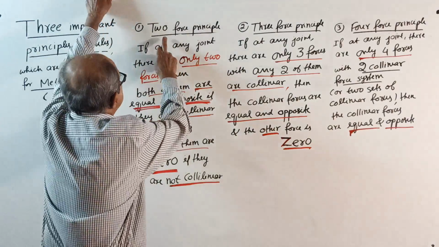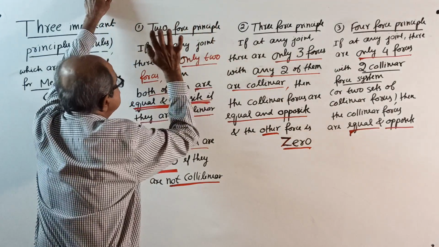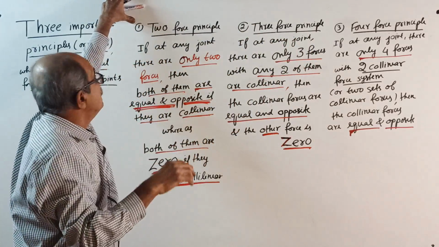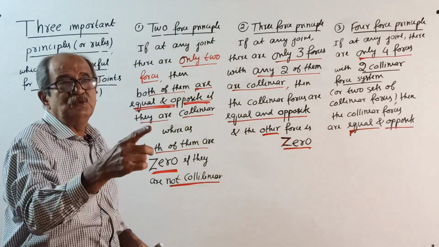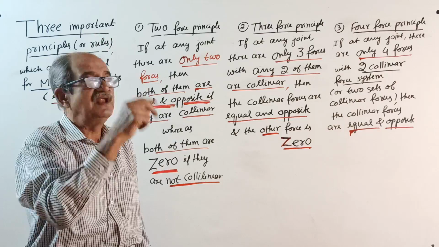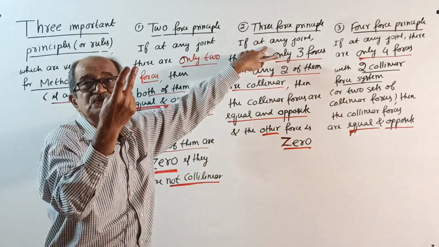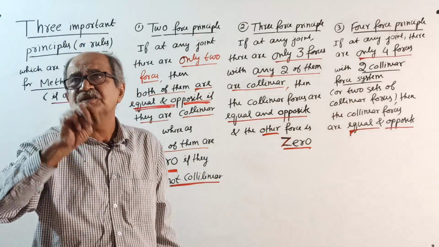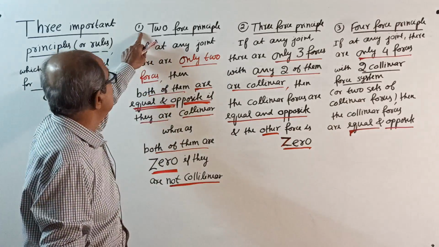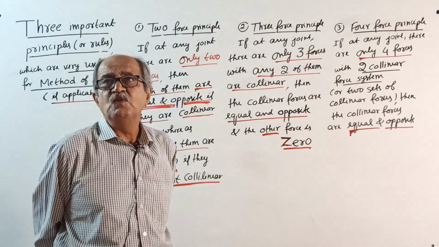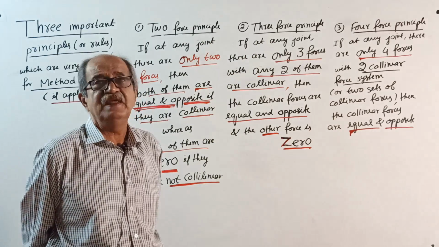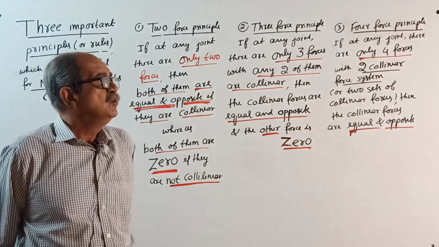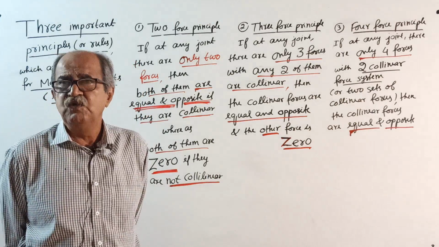First, 2-force principle. Next, 3-force principle, and then 4-force principle. Don't memorize the numbers 1, 2, 3 as serial numbers. Don't say 1, 2 and 3, because if you say 3, people will think 3-force principle. You use the names 2-force principle, 3-force principle, 4-force principle.